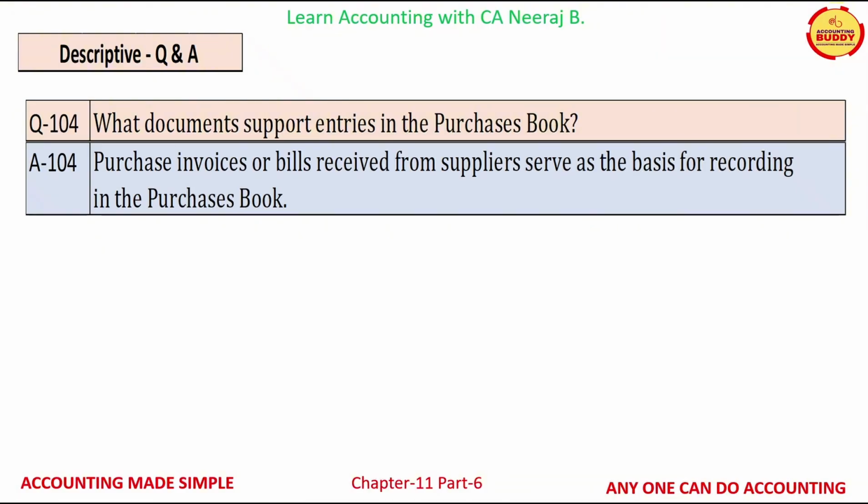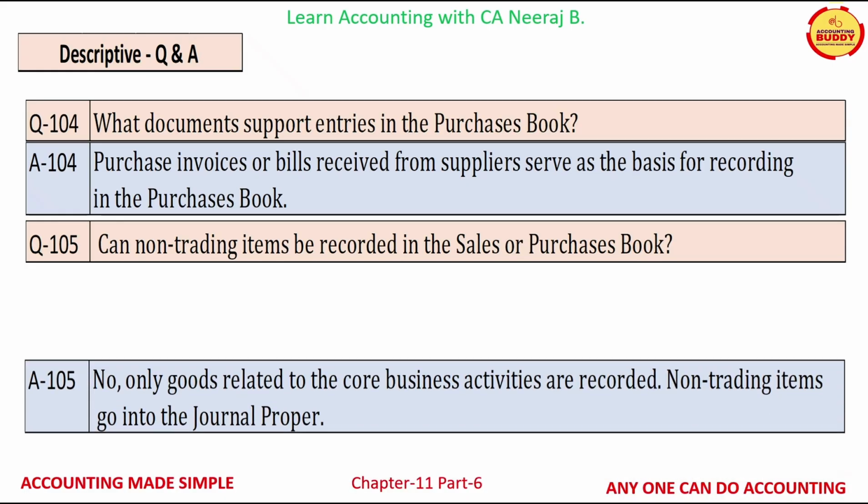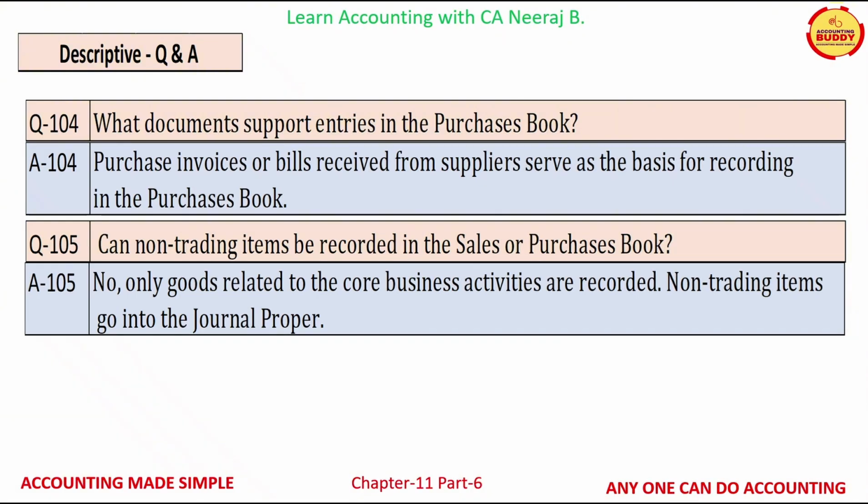Question number 105 is, can non-trading items be recorded in the sales or the purchase book? And the answer is no, only goods related to the core business activities are recorded. Non-trading items go into the journal proper.